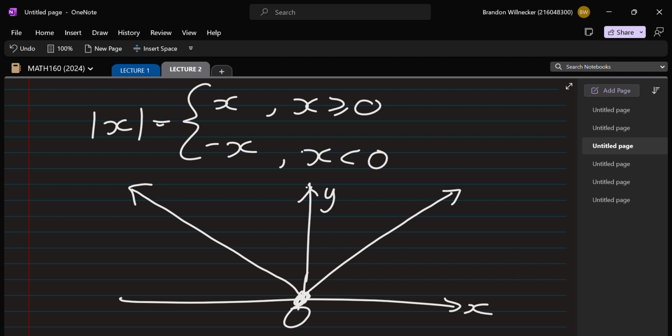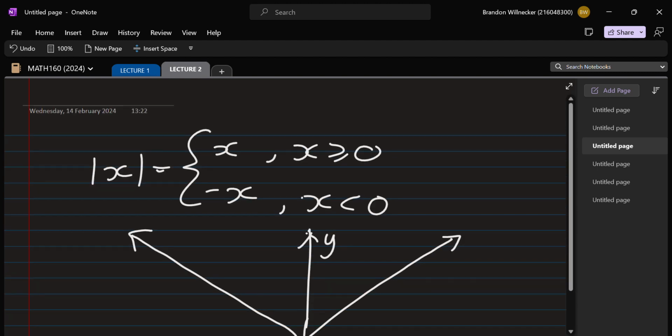Okay, so absolute value. Whatever you put into the absolute value, you get the positive back. So here, if I put in a positive number, I get the number back because it's already positive. If I put in a negative number, let's see what happens here. If I put in minus 2, do I go to the top part or the bottom part? The bottom one. Why? Because minus 2 is less than 0, so I look at the bottom one. So I get minus of minus 2, which is 2.